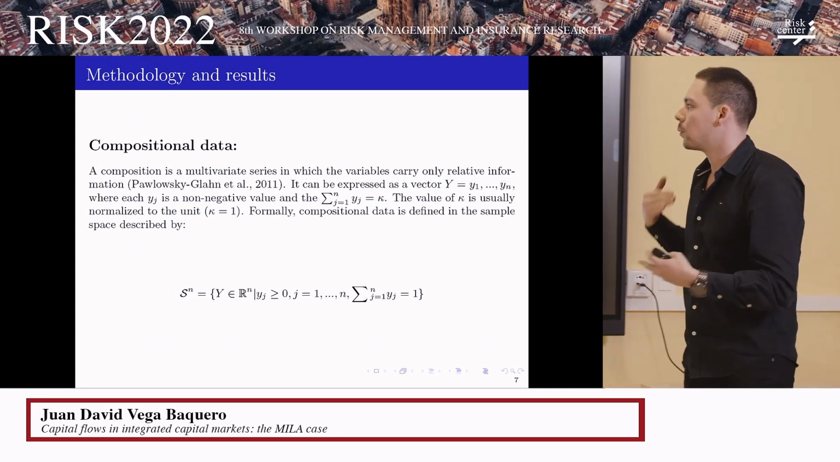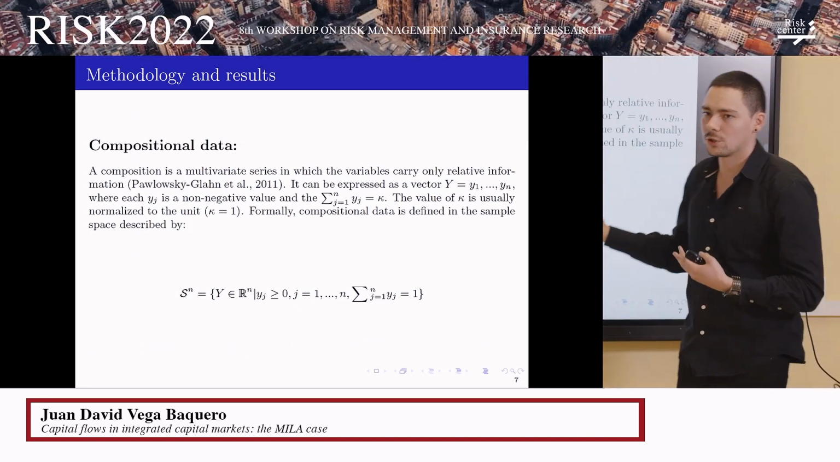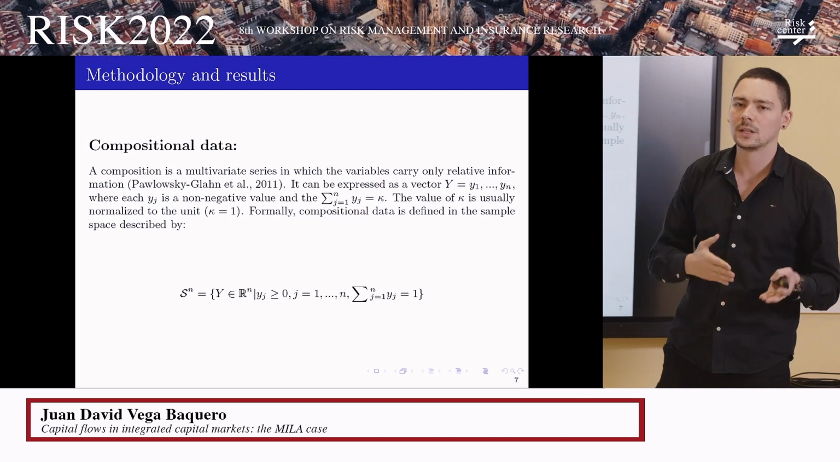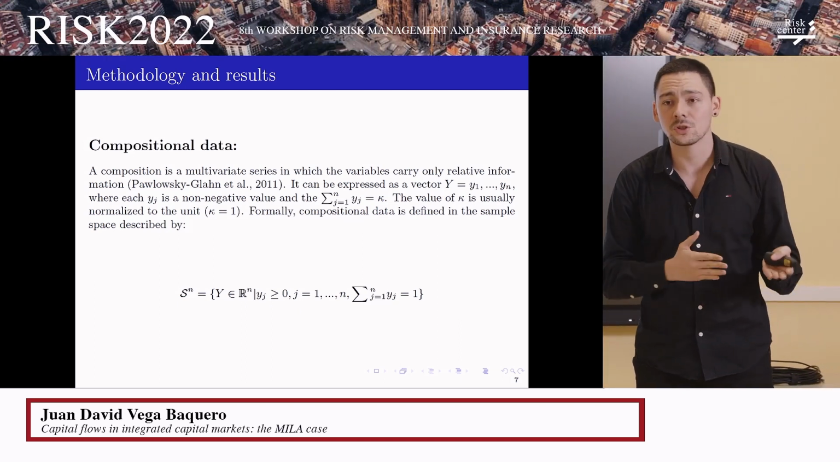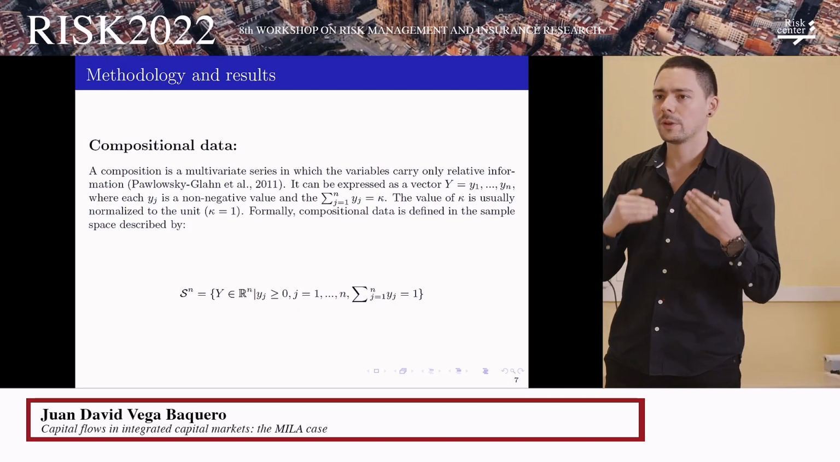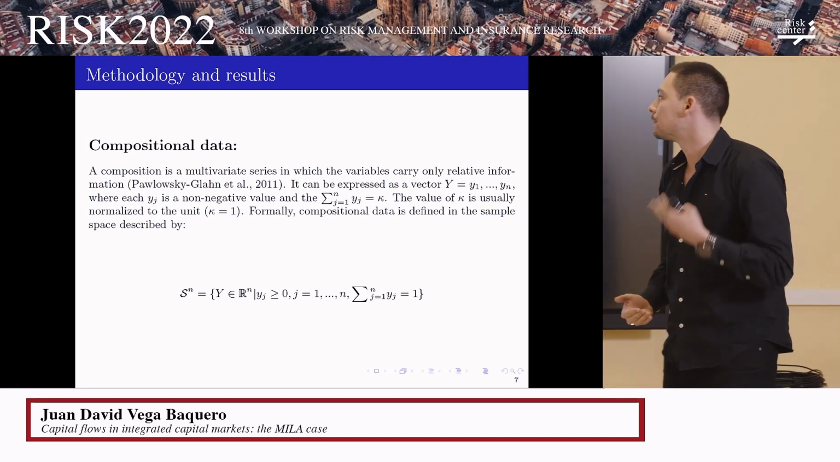So basically, what we are going to do is to use compositional data, since we are only interested in the participation of each of these countries within the total of the MILA market.